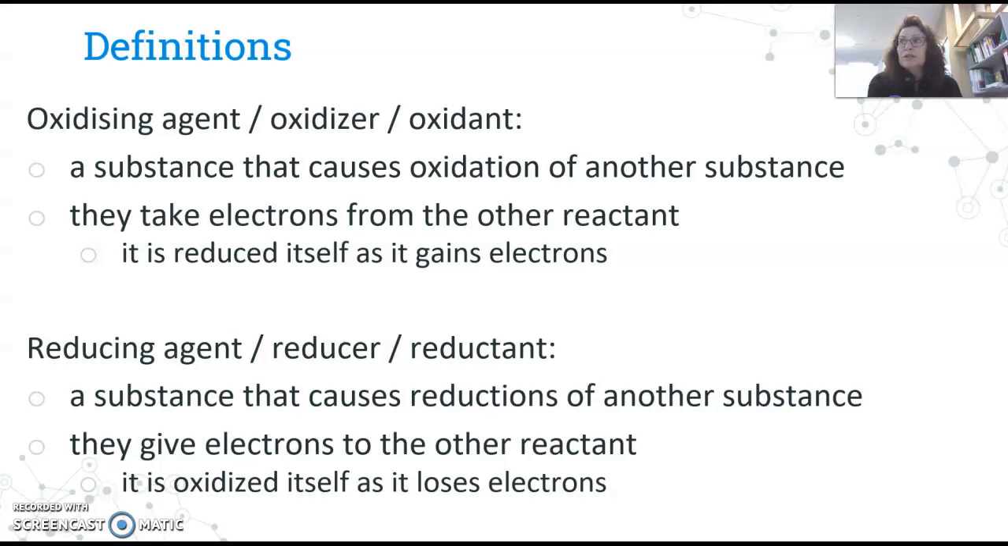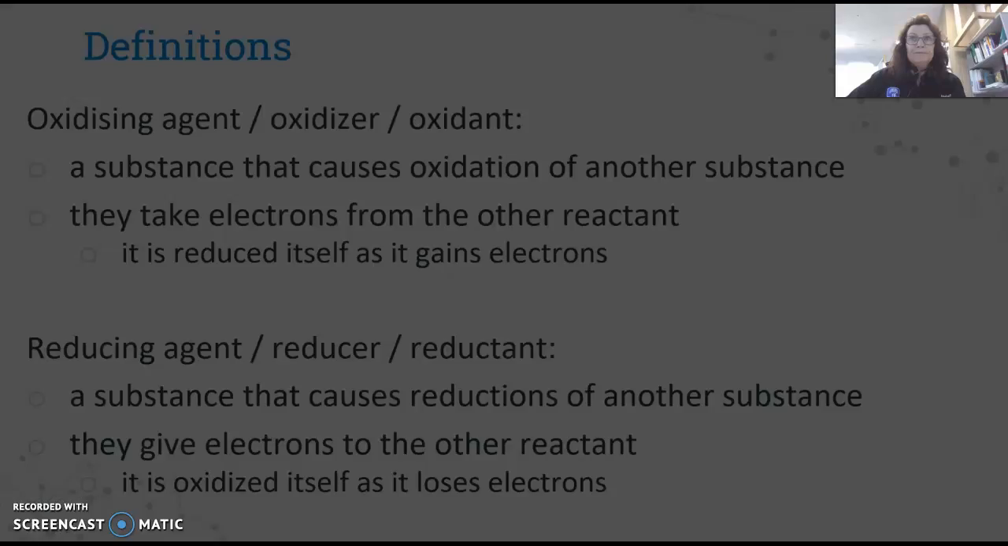Let's go back to some more definitions. An oxidizing agent, oxidizer, or the oxidant is the substance that causes the oxidation of another substance. They take the electrons from the other reactant, and in itself it is reduced because it gains the electrons. A reducing agent or a reducer or a reductant is the opposite. It's a substance that causes a reduction of another substance. They give electrons to the other reactant. It is oxidized itself as it loses electrons.